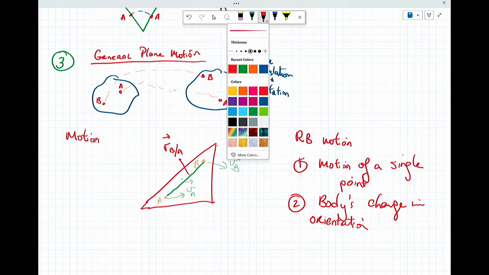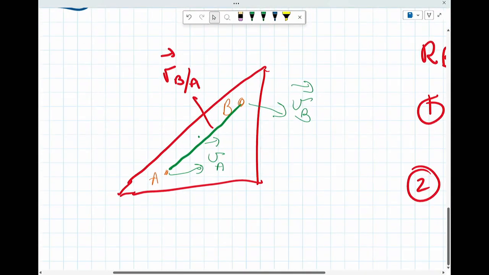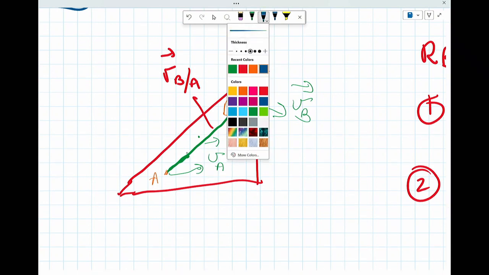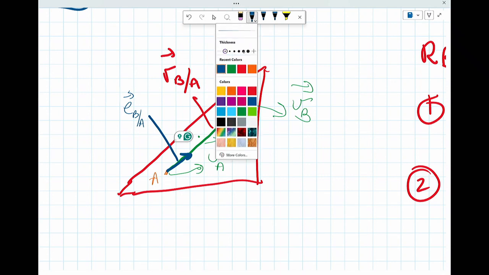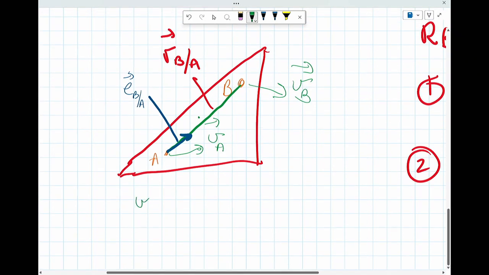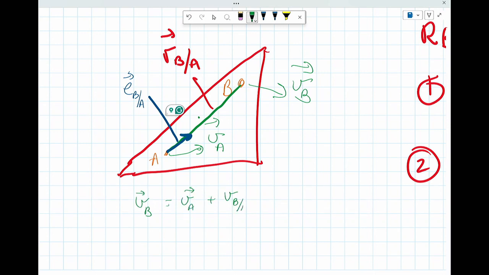so if I look at that particular body right now, this one right here, I can also define a unit vector, e_B/A. So e_B/A is just a unit vector that points in the same line as r_B/A, and it describes the direction of B with respect to A. And where I start from in all of this, I can say velocity of B equals velocity of A plus velocity of B with respect to A.